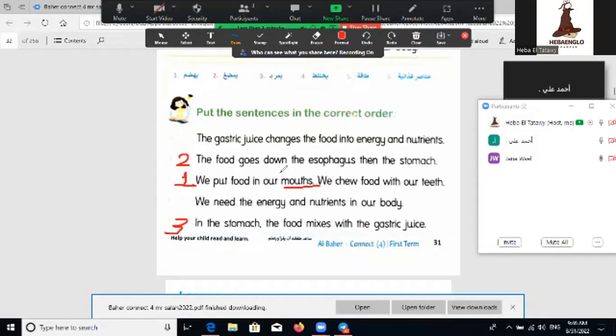Jana? The gastric juice changes the food into energy and nutrients. Super, yes. And of course, number 5, we get energy and nutrients. Super.